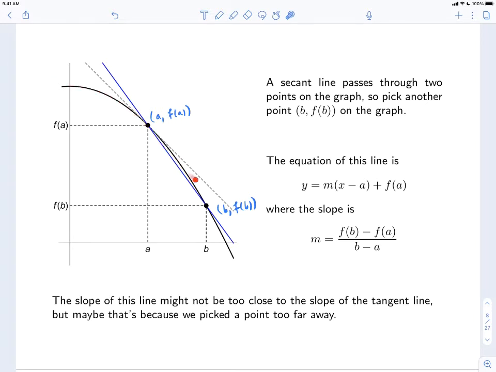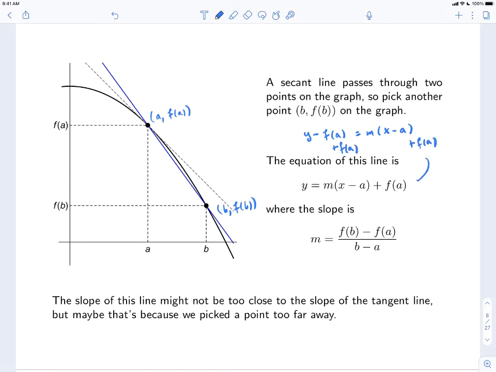So here's our graph of our function, y equals f of x, and through this graph we draw this blue line, and it intersects the graph twice. So we have 2 points of intersection, and using those 2 points we can write down the equation of the line. The equation of the line is y equals m, where m is the slope, times (x minus a), plus f of a. Really what we're doing here is looking at the equation y minus the y value is equal to the slope times x minus the x value. And then we just added f of a to both sides.